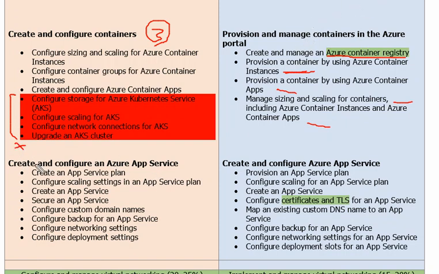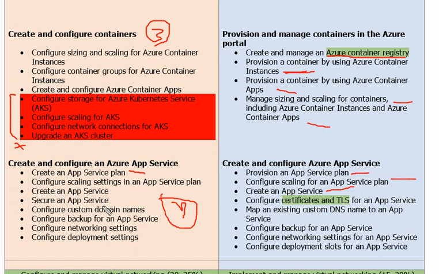And now let's compare the fourth item or fourth skill sub item here. In this case, create an app service plan, which is now changed to provision an app service plan. Configure scaling setting in app service plan, that is also changed here. Create an app service, that is mapped here.